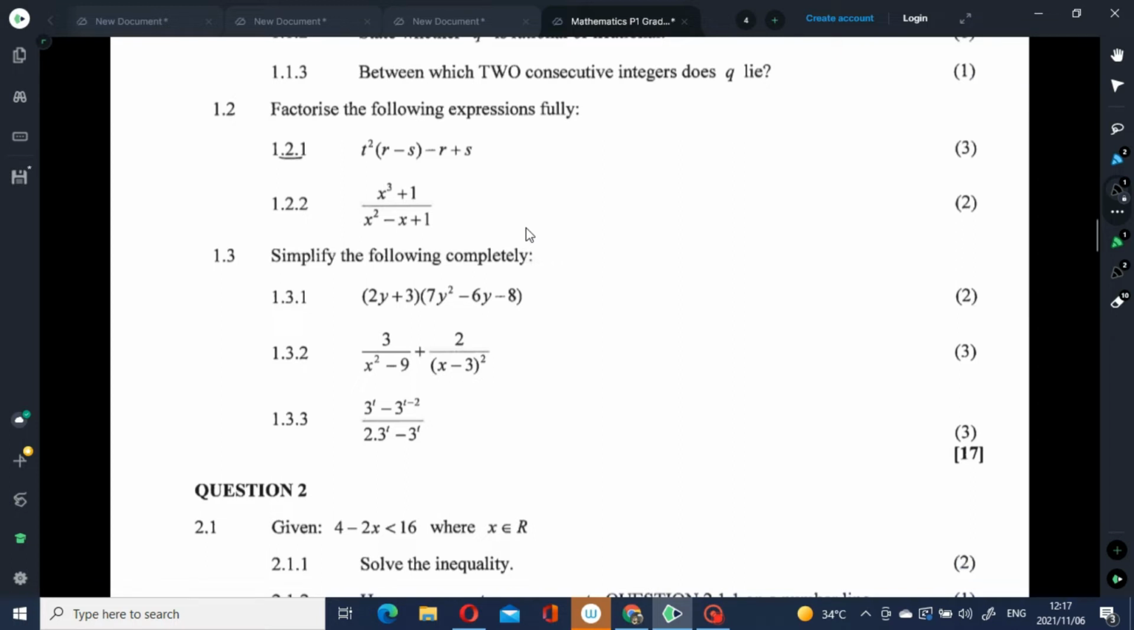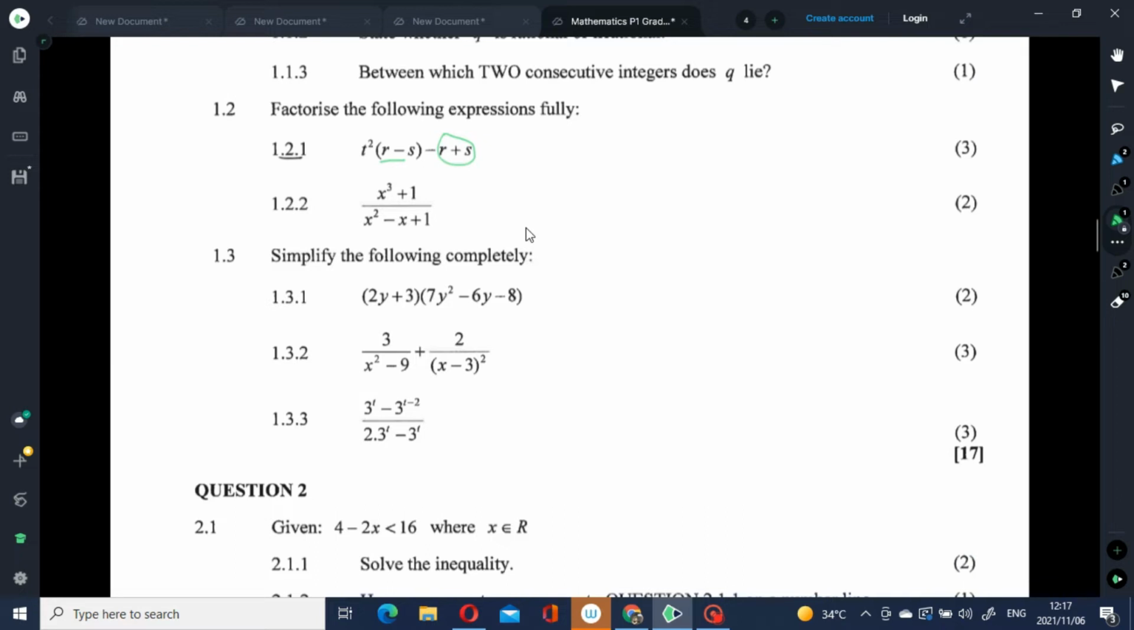Already we can see r minus s, r plus s. So that plus in between r and s can be turned into a minus. In other words, we want to make that r plus s the same as what we see in the brackets, r minus s. So let's consider this, r plus s.